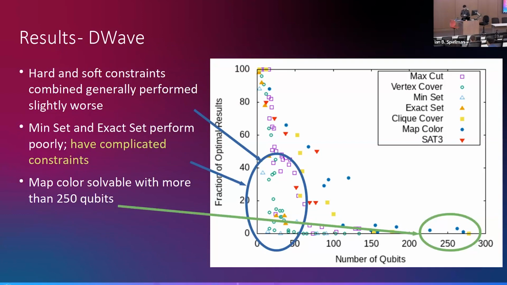the problems for which hard and soft constraints are combined generally performed slightly worse, right? For the minimum set and exact set problems, they perform very poorly because they have complicated constraints, as seen in the table a couple of slides back. They have non-symmetric constraints of the order of n, both of these classes of problems. And map color is interesting in the sense that it is solvable with more than 250 qubits. The reason for this is that for map color problems, we choose a specific problem encoding that helps with creating more symmetric constraints in map color.